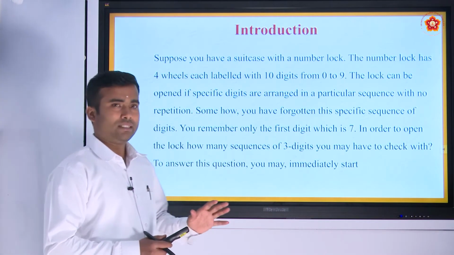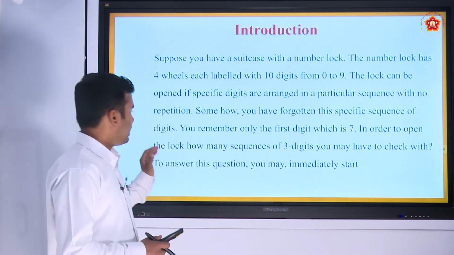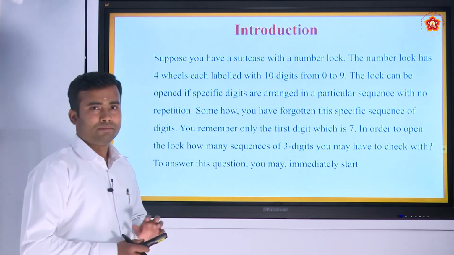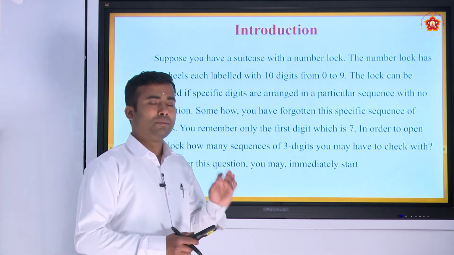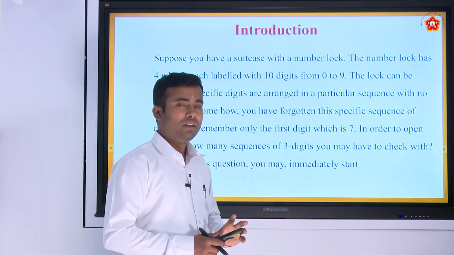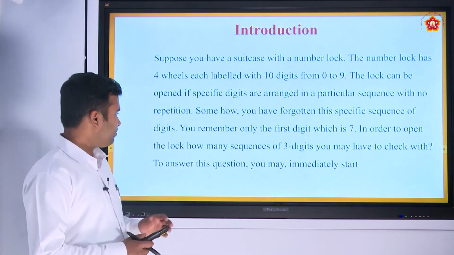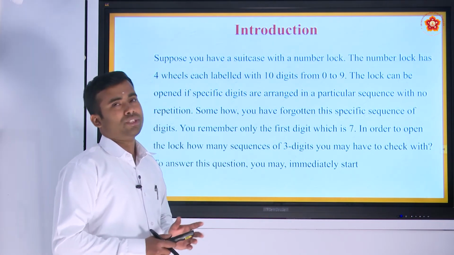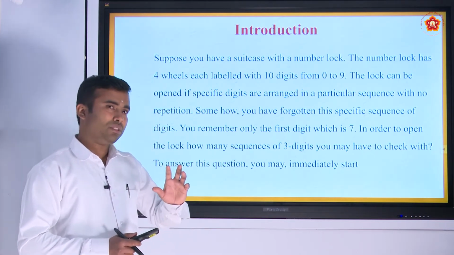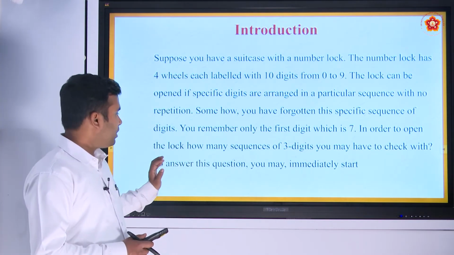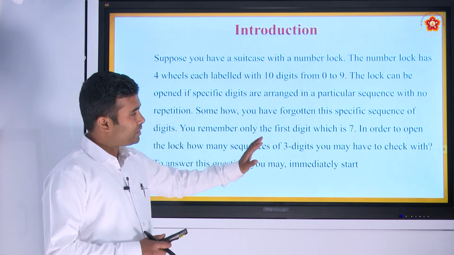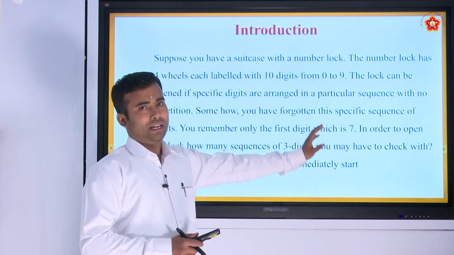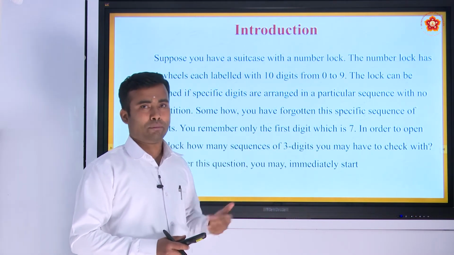Somehow you forgot this specific sequence of digits and you remember only the first digit, say 7. Out of 4 numbers, you remember the first digit as 7. In order to open this lock, how many sequences of 3 digits may you have to check? The question here is how many ways of 3 digits can be arranged so that the lock can be opened.